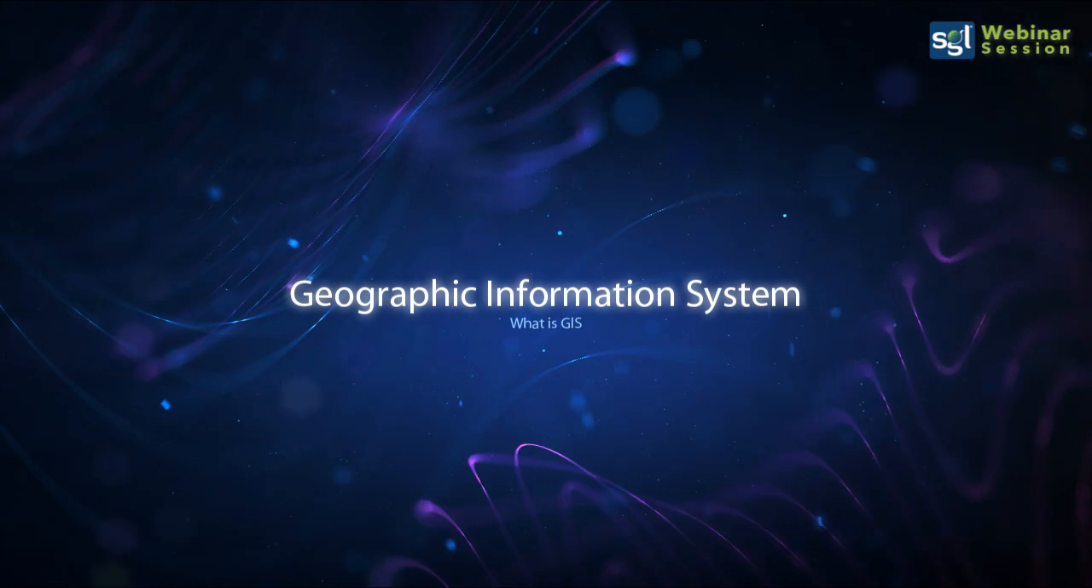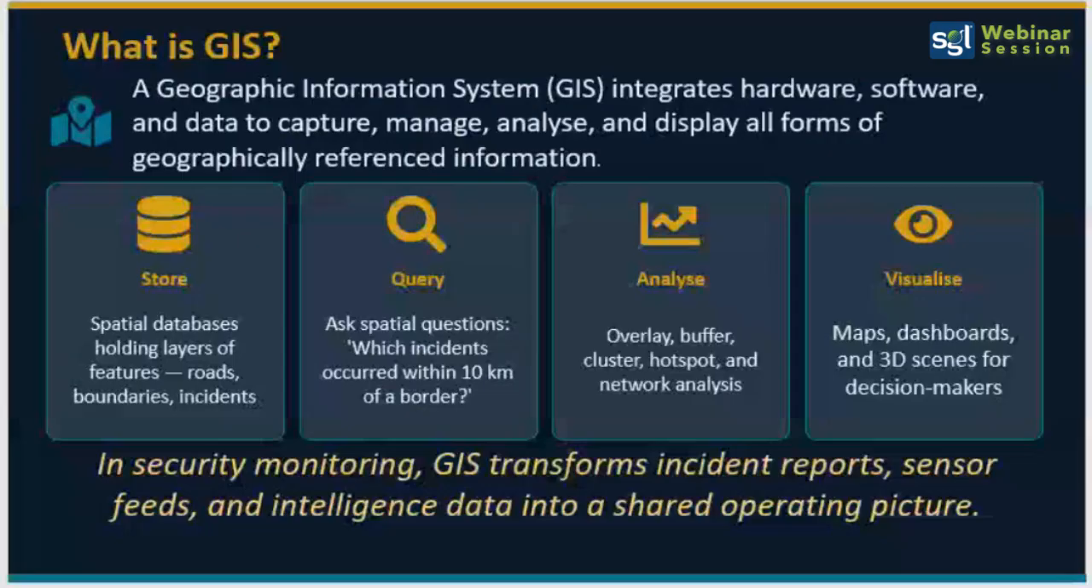We talked about GIS also earlier. You understand, we have mentioned some important parts of GIS. It integrates hardware, software, and data to capture, manage, analyze, and display all forms of geographically referenced information. Geographically referenced information means that the data must have geospatial data.